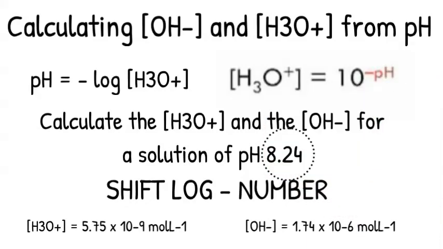Look at this pH, 8.24. It's basic, above 7, so we would expect our OH- to be greater than our H3O+. Let's just double check that every time to make sure our numbers look reasonable, and in this case, they do.